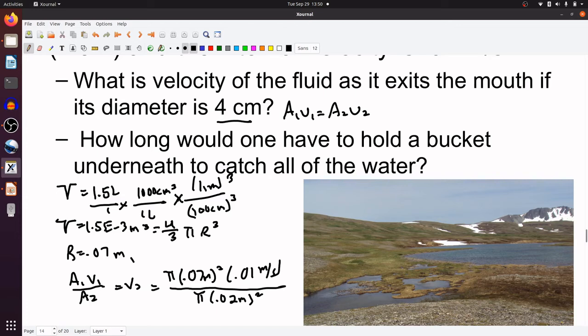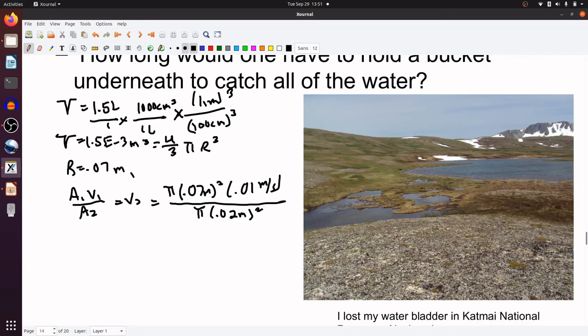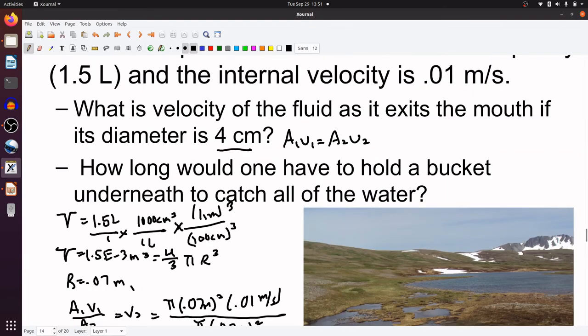Now, let's math it up. I'm going to square that little puppy, multiply by the good old-fashioned pi, multiply by 0.01, divide by pi, divide by 0.02 squared. Could have canceled the pi. And I get 0.12, or let's round it up, 0.13 meters a second. So I'm able to get a different velocity just by knowing certain areas and certain velocities using the equation of continuity.